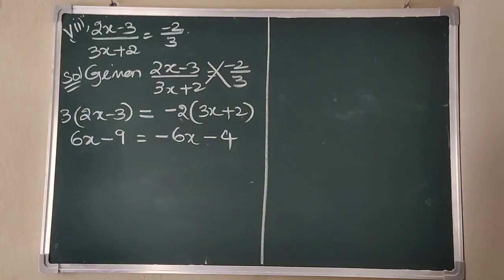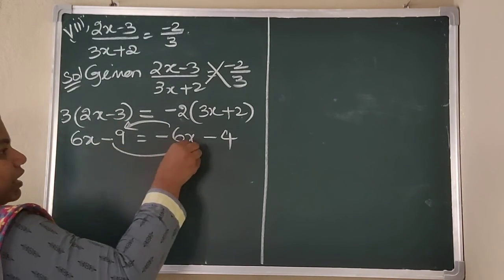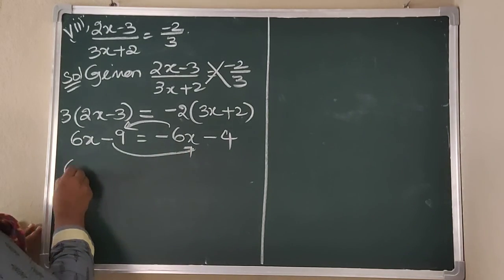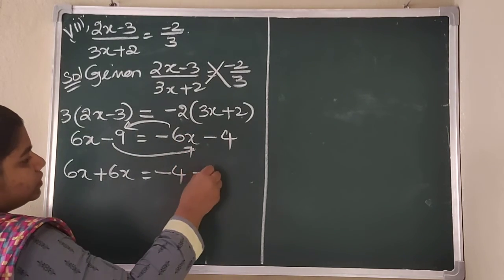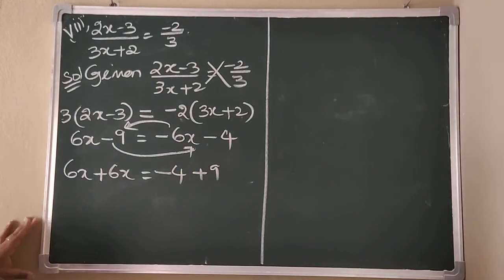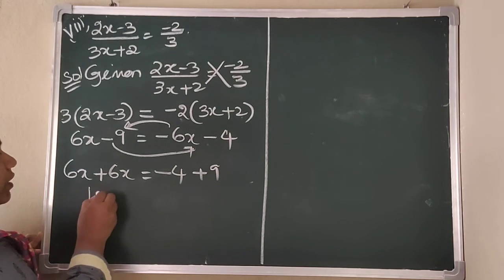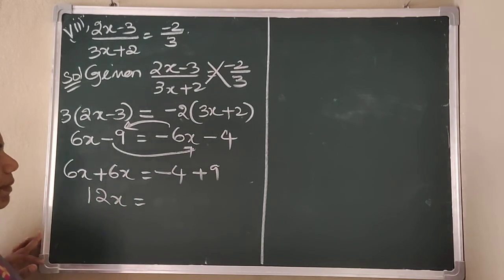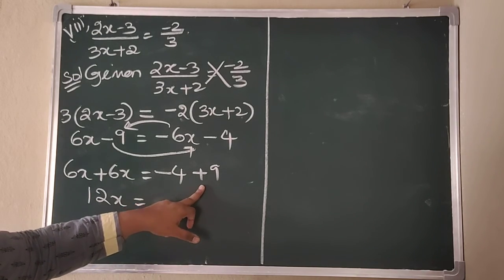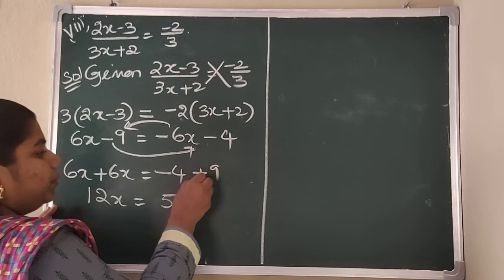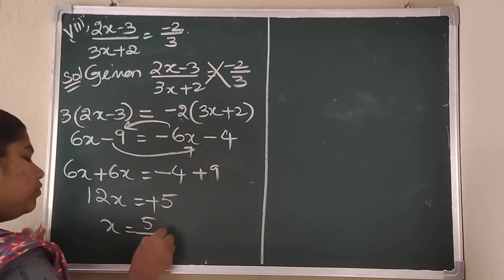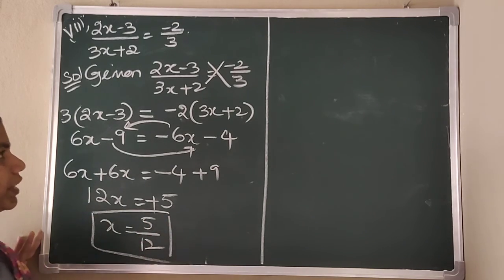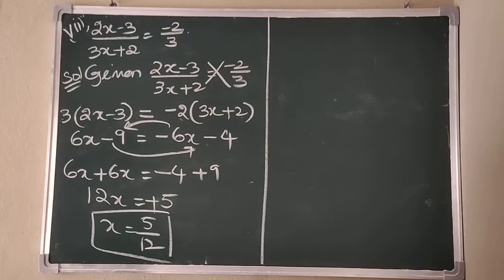Now bring all the constant values to one side and all the variables to the other side. So I am sending this to this side, and minus 9 I am taking over there. So 6x plus 6x is equal to minus 4, and transposing that, it will be plus 9. 6 plus 6 is 12, 12x is equal to minus 4 plus 9. 9 minus 4 is 5, and the bigger number's sign is plus. So transpose 12 to the other side: x is equal to 5 by 12. So x value we got as 5 by 12. This is our 8th solution.